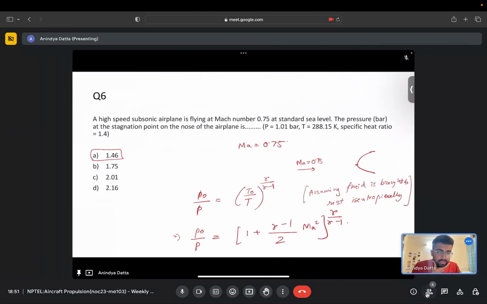Any questions so far? So the nose of the airplane, this is ours. In any case, when we refer to something as a stagnation point, it means the point where the flow velocity is 0; the fluid is essentially at rest. Any questions so far?